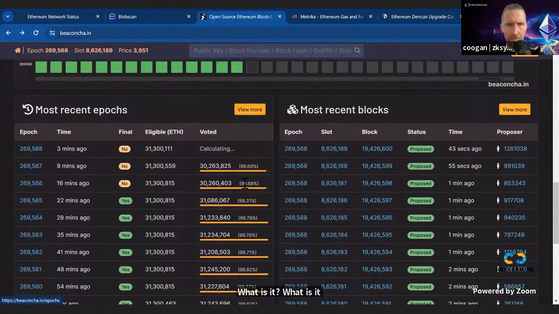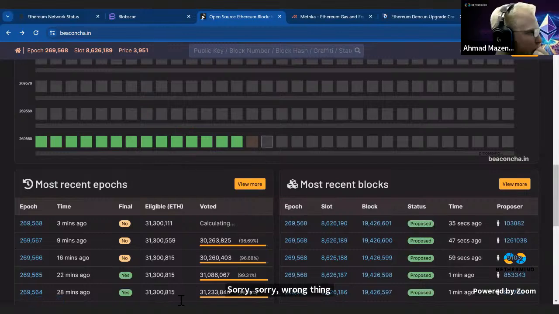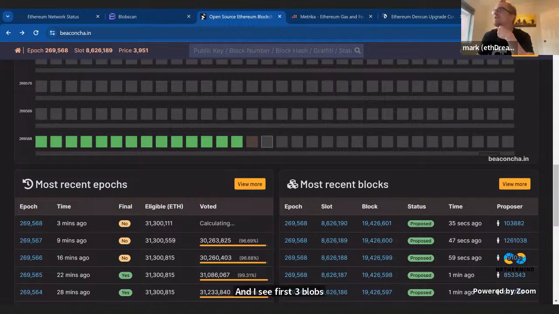It went fine and there were no issues. That's good news. Any attestation participation changes? No skip slots, nothing for now.